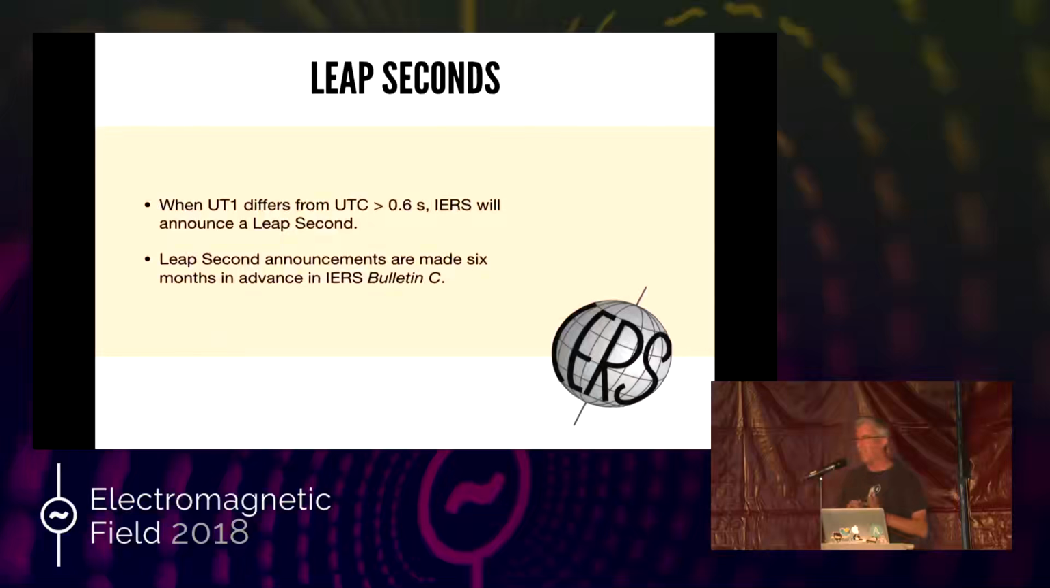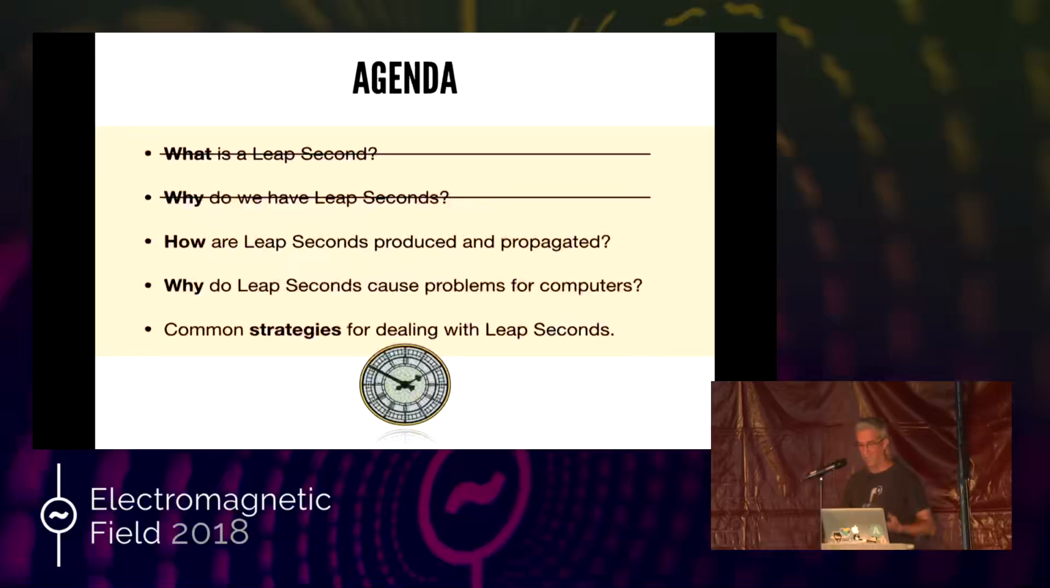The way this works is the people we spoke about earlier on, the International Earth Rotation Reference Service, IERS, are looking at UTC as well. And when they see that it's differing by about 0.6 of a second, then they'll apply a leap second. You normally get about 6 months advance warning, and it's announced in this IERS Bulletin C.